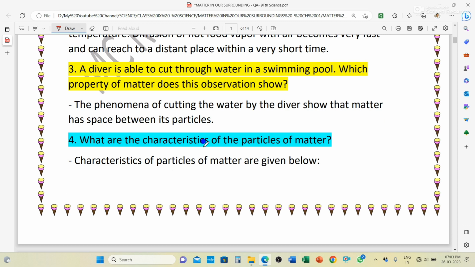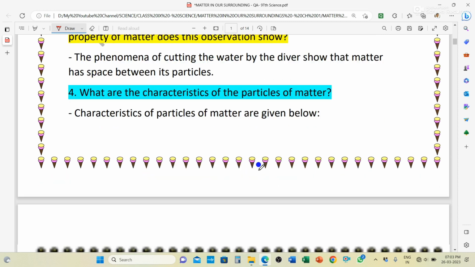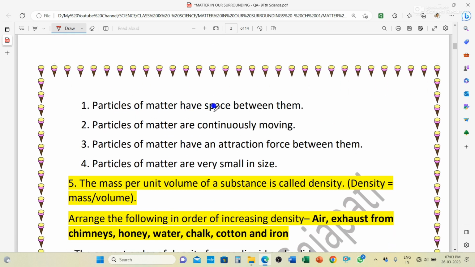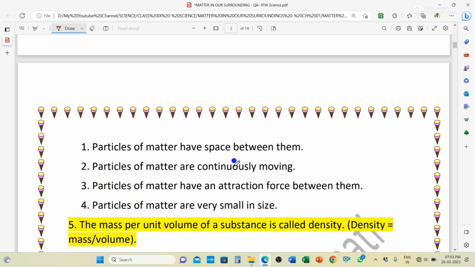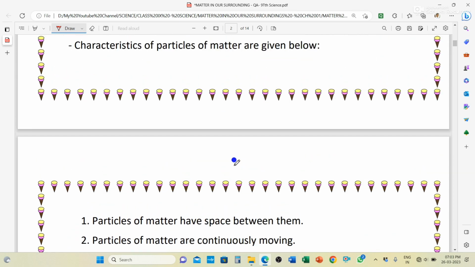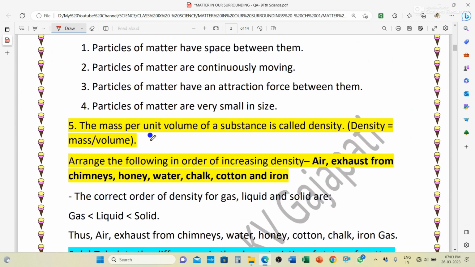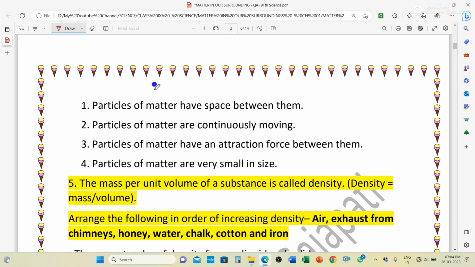What are the characteristics of the particles of matter? The characteristics of particles of matter are given below. First, particles of matter have space between them. Particles of matter are continuously moving. Particles of matter have an attraction force between them. Particles of matter are very small in size. So these are the four characteristics of particles of matter. This is very important. You have to remember.